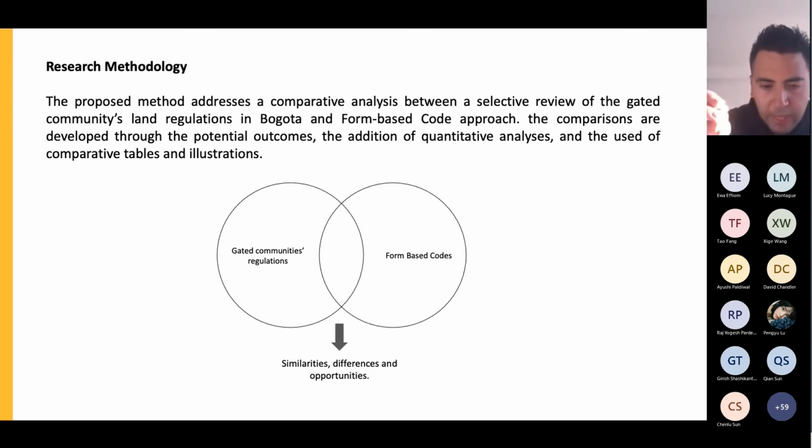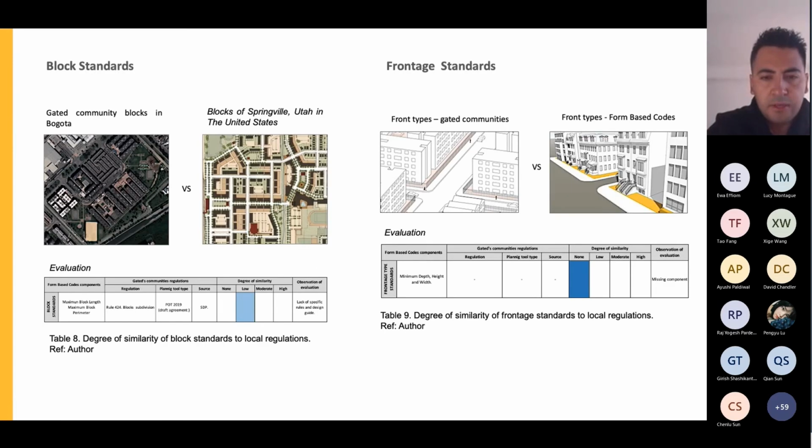This is some comparison from my dissertation work, including the gated community blocks in Bogota, for example, compared with blocks in Utah in the United States. I made tables comparing the situation, including, for example, the maximum block length, the regulation in Bogota for gated communities, and the degree of similarity with form-based codes. Here it is none, doesn't exist, low, moderate, or high, with some observations. It was mostly qualitative analysis, not more quantitative, but it was good to understand this idea.